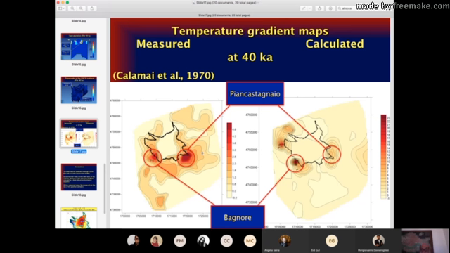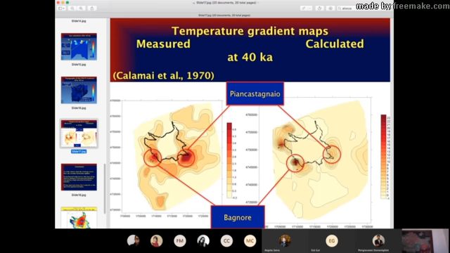So on the left-hand side is the map that we have seen this morning, the measured geothermal gradient on the surface. On the right-hand side is the calculated geothermal gradient by our model. And you can see how relatively similar the two are. Our model calculates perhaps slightly smaller geothermal gradients than the reality.